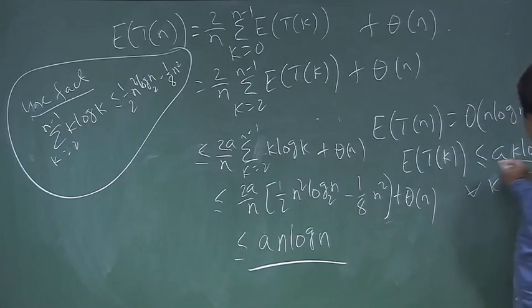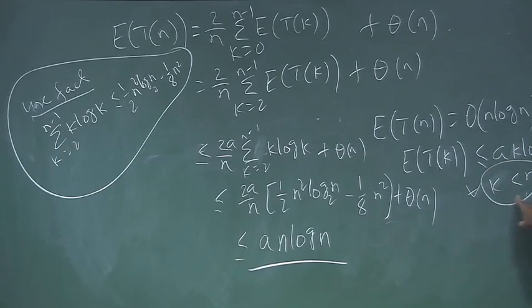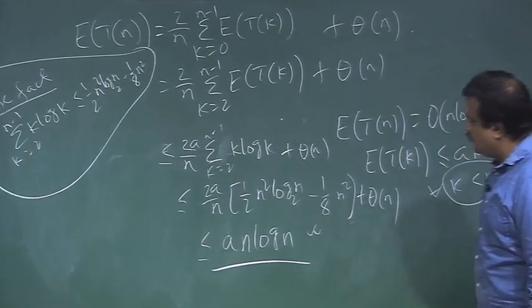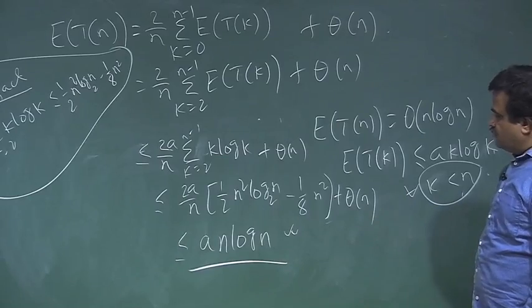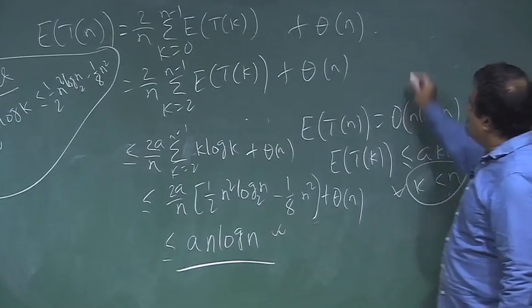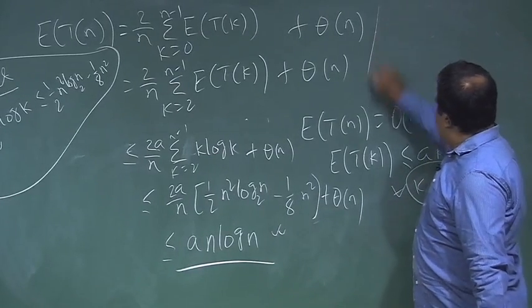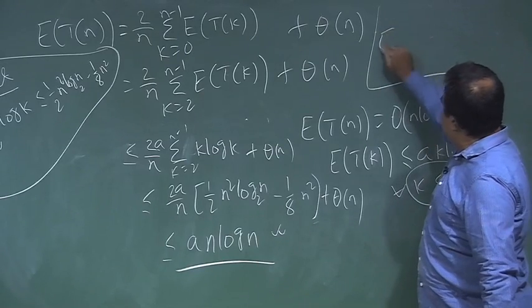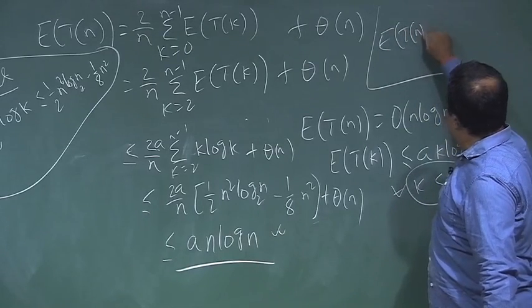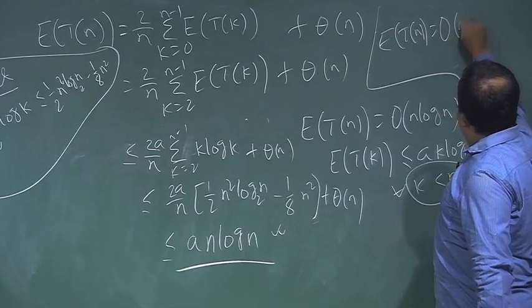So, we assume this is true up to n minus 1. Now we prove that this is true for n. So, this is true for all n. Basically, we proved that the randomized quicksort expected runtime is n log n.